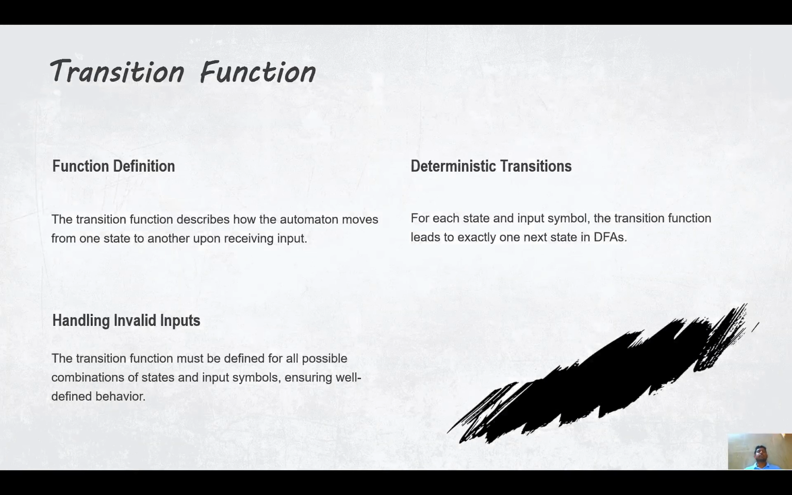Transition function. Function definition. The transition function describes how the automaton moves from one state to another upon receiving input. Deterministic transitions. For each state and input symbol, the transition function leads to exactly one next state in DFAs. Handling invalid inputs. The transition function must be defined for all possible combinations of states and input symbols, ensuring well-defined behavior.